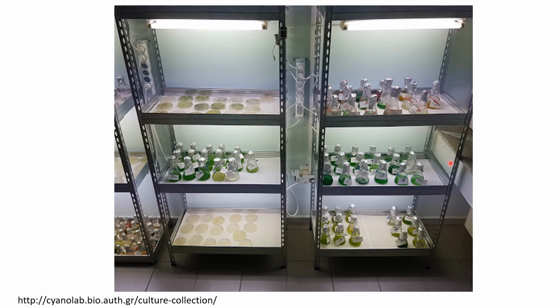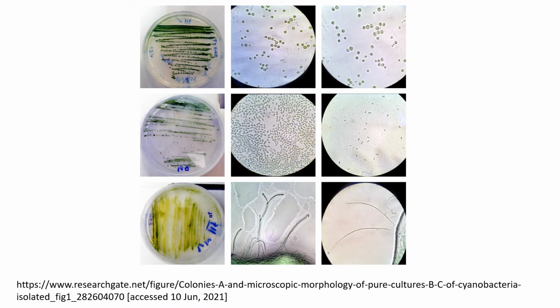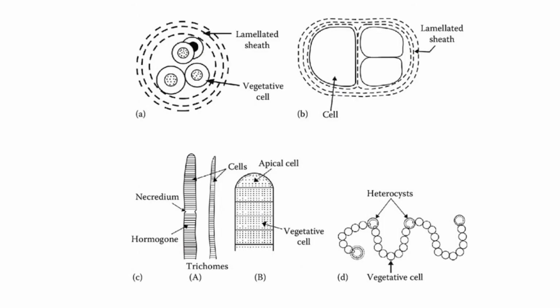Okay. And because they are photosynthetic, when we culture cyanobacteria in the lab, of course, we need a light source for them to survive. Okay? And on a plate, this is what they look like. Of course, they are usually green to blue-green in color. Okay.